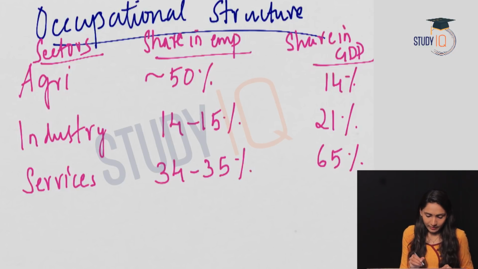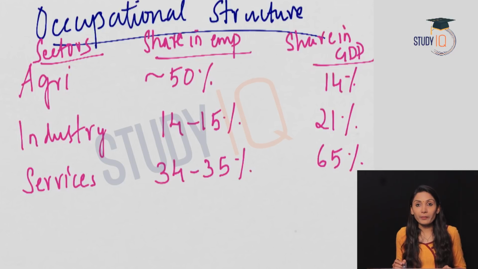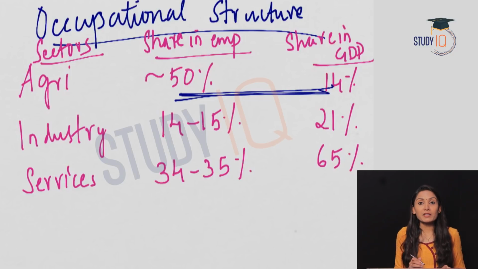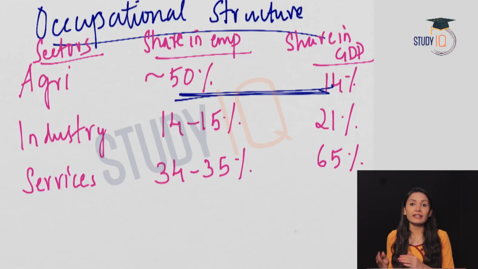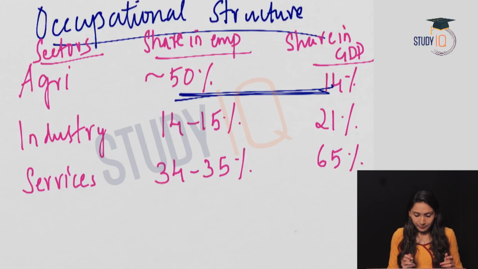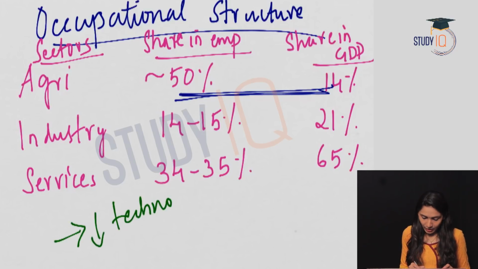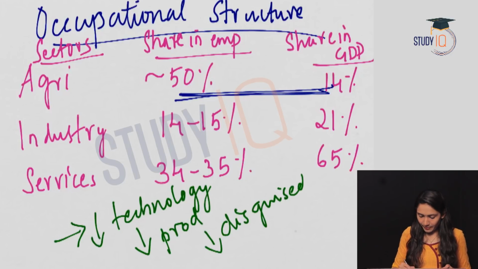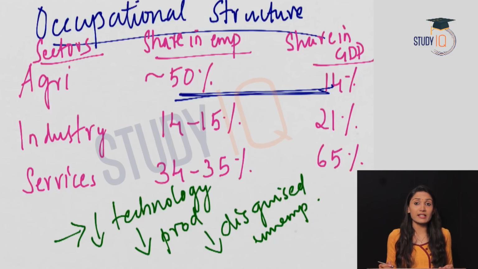Coming to the agriculture. Agricultural sector contributes to around 14% of the GDP, but it engages around 50% of India's workforce. We can see a mismatch here. Mismatch between the share of employment and the contribution to the GDP. What is the reason for this mismatch? The reasons could be the lack of technology, lack of productivity, disguised unemployment, and many other reasons which we will discuss in detail in agriculture module.